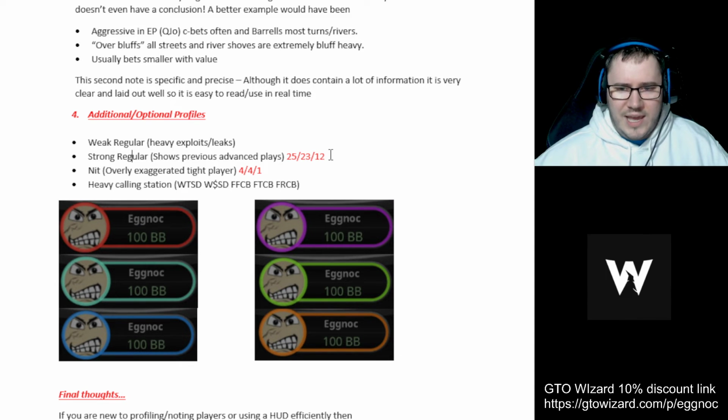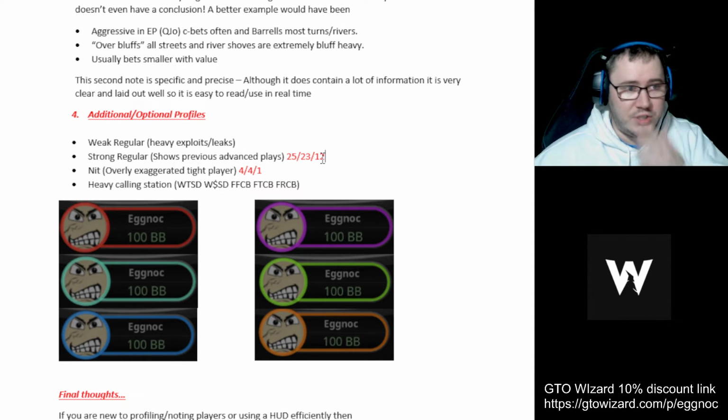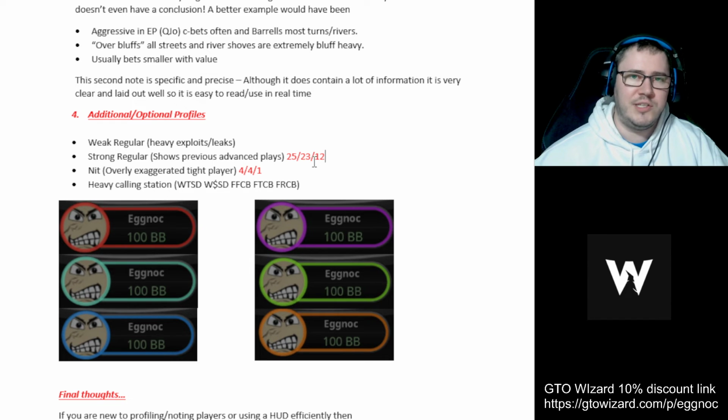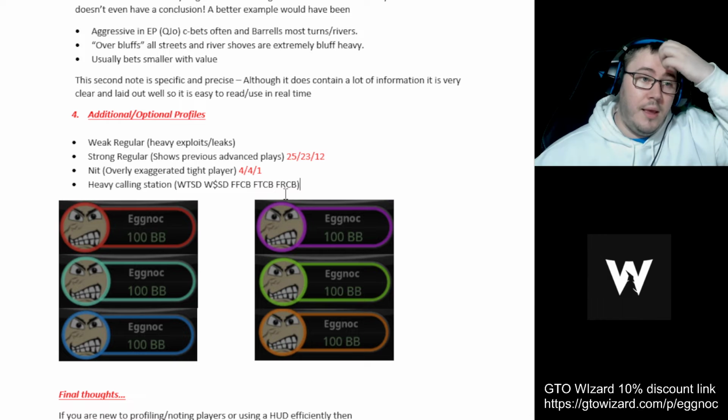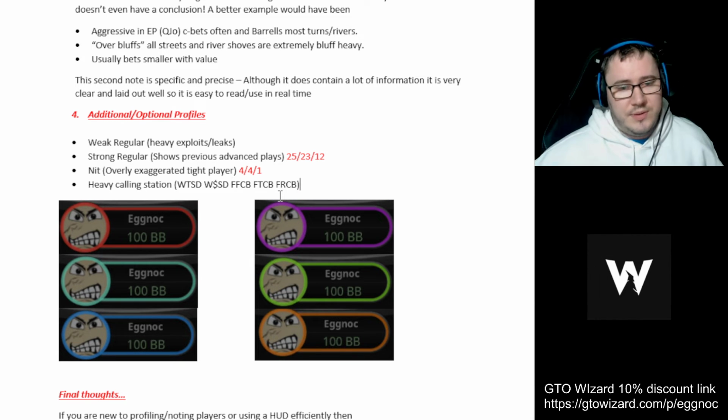And then a strong regular, again, this varies, right? You can get strong regulars who play a bit tighter or a bit more aggressive. But like a 25-23-12, that's very, very aggressive. But again, potentially if you're against someone who's playing extremely, extremely well and looking to play more of a volatile and aggressive gameplay, which maybe they're going to be using to run over the lower to mid-stakes games, potentially.